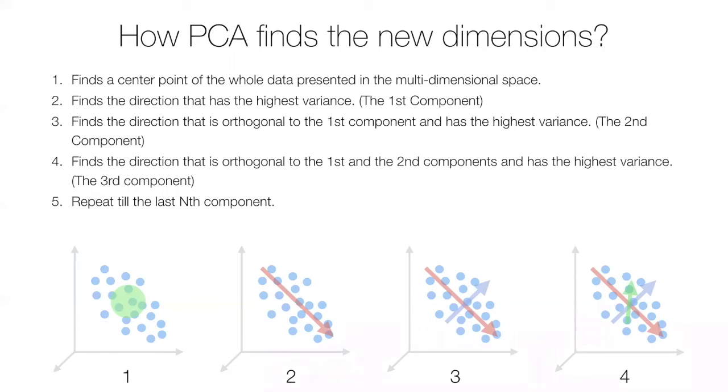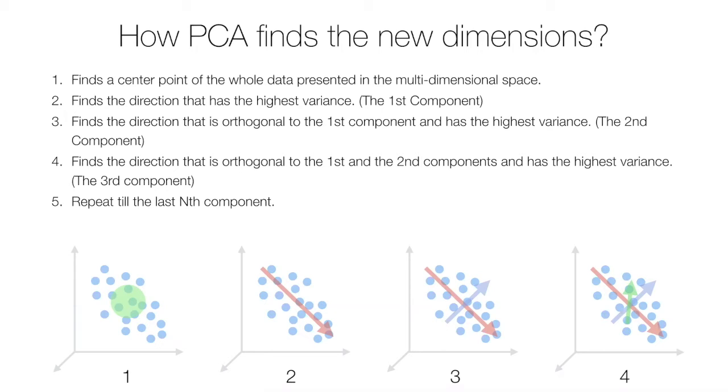And it does the same thing to find a third. In order to find the third direction, you try to find it so that this third direction is orthogonal to the first and the second, but also has the highest variance. And it repeats this until the last component. How many components is this algorithm trying to find? Well, when you start with the 17 variables, the 17 columns, then you try to find 17 components. When you have 50 variables, then you try to find 50 components.